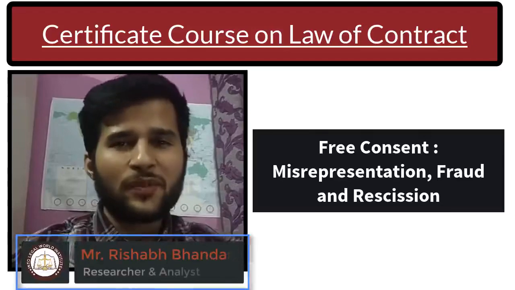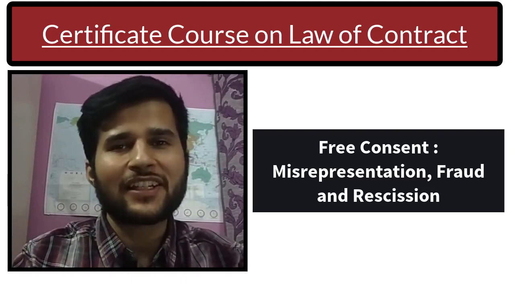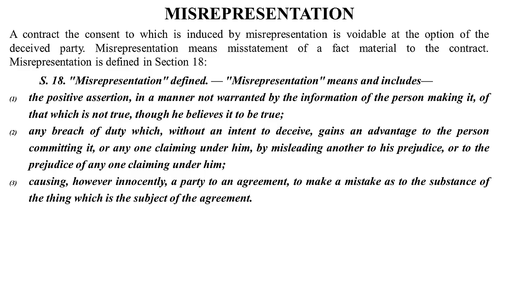Just like I had mentioned in the previous lecture, this being the 7th lecture of this certification course, I'll be continuing with the concept of free consent itself and completing it in this lecture. So let's begin. As you can see on your screen right now, we are going to start with misrepresentation. In the last lecture, we had holistically covered coercion and undue influence as per the requirements of the PCSJ examination, and now in this lecture, we are going to deal with misrepresentation, followed by fraud, followed by rescission.